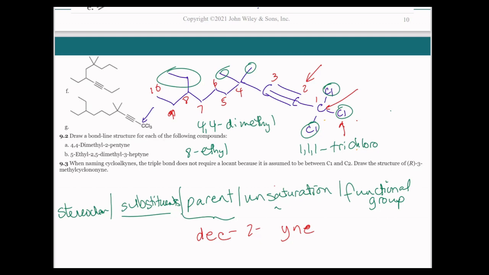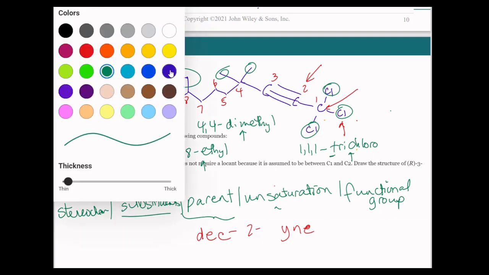Alright, and so alphabetizing these, we don't count the T for tri. This would be C for chloro, versus M for methyl versus E for ethyl. So that would be chloro, ethyl, then methyl. Okay, I'm not sure if we can get this all on this line, so I'll start writing below.